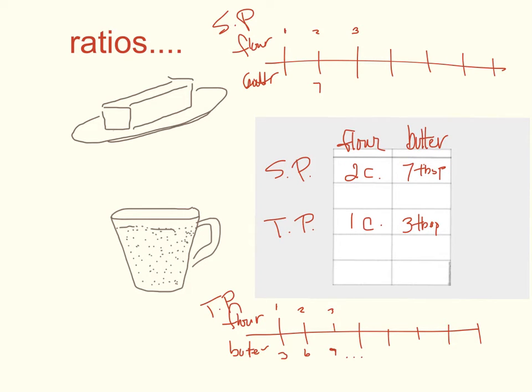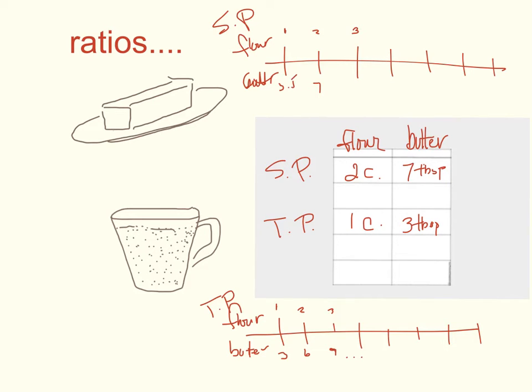So my unit rate, which is similar to scale. And so I want to go back to 1. So for 1 cup of flour, how much butter would that be? Well, 1 is half of 2, so to keep the same ratio, I would have to cut 7 in half. So what's half of 7? Well, it's 3.5.